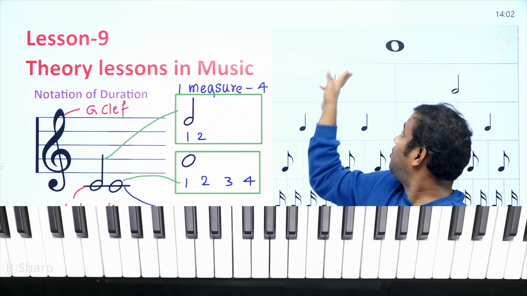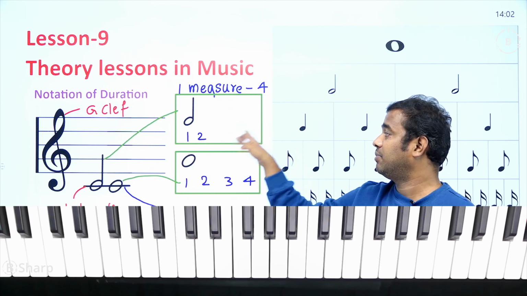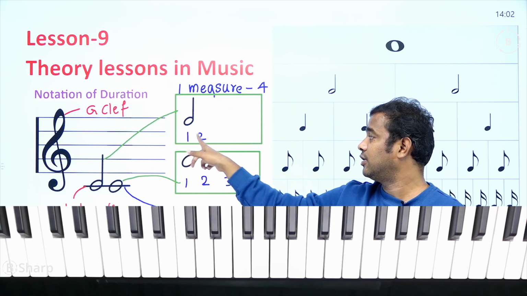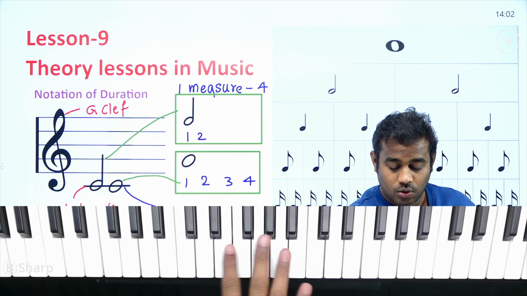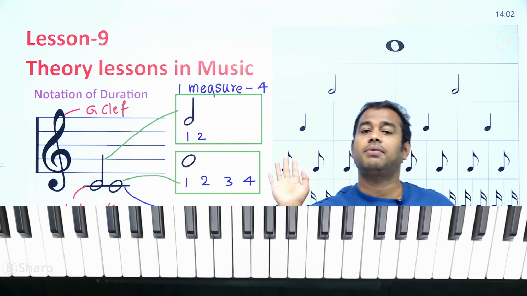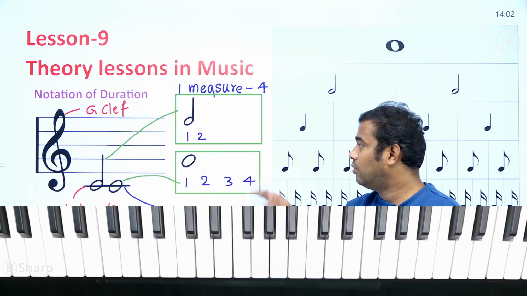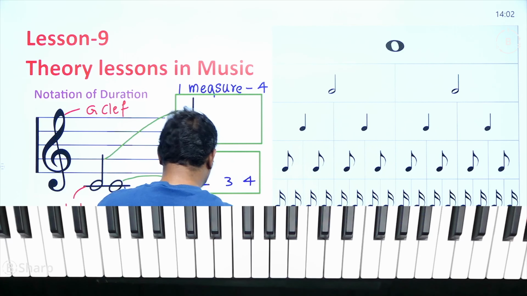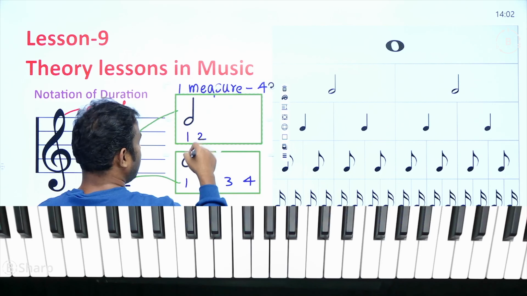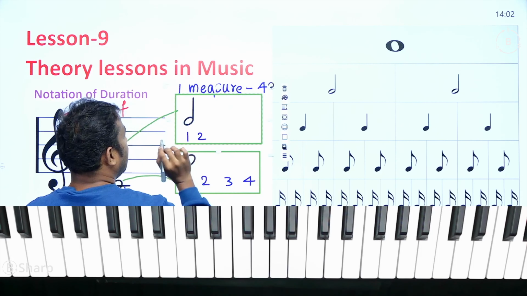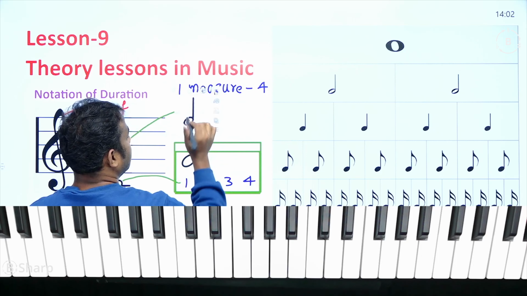So now we are talking about the half note. A half note means we need to press it for 1, 2, then we have to remove it. Okay, 1, 2, and we have to remove it. For example, if I have 2 times here, this one I'm talking about is the whole note.